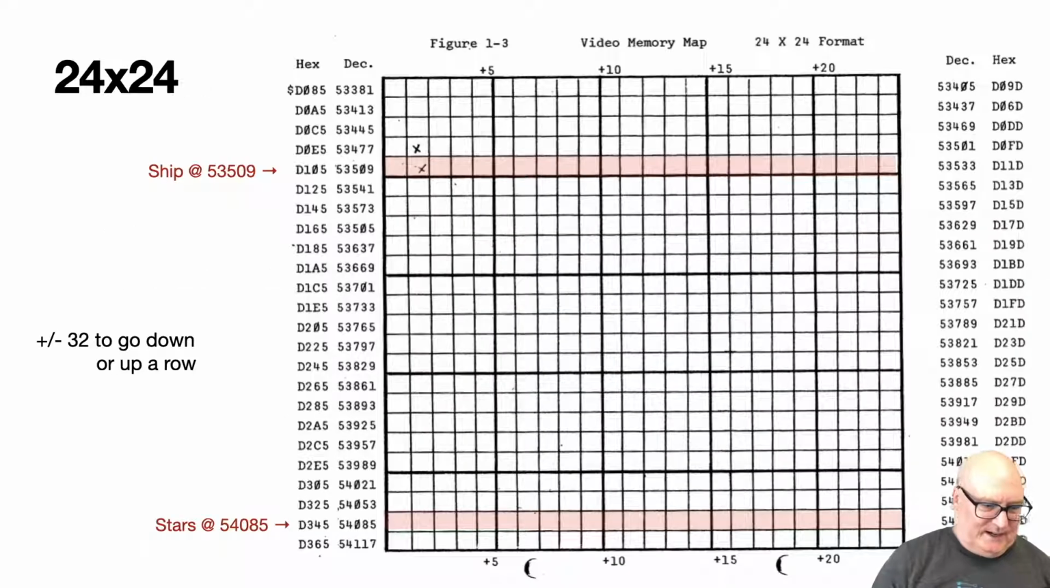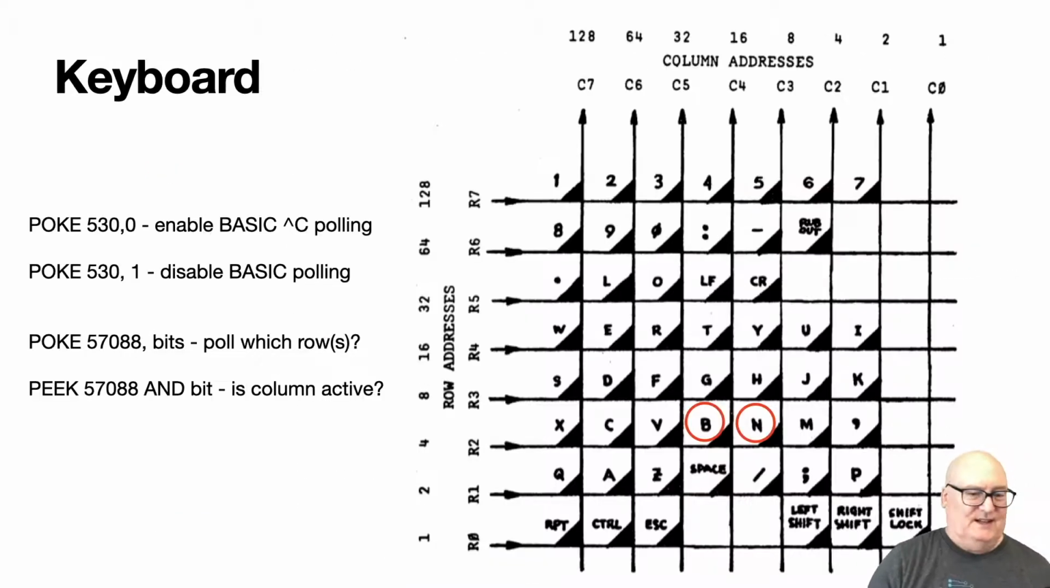All right, now I've got a map from the manual, and this one is for showing you the 24 by 24 screen that we'll be using. The ship there in 53509, I colored it pink. The stars in that last row, and then we get hex addresses for all the others. And let's see. So yeah, we'll have to make use of that at some point. This is reference.